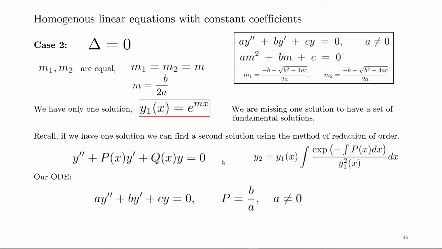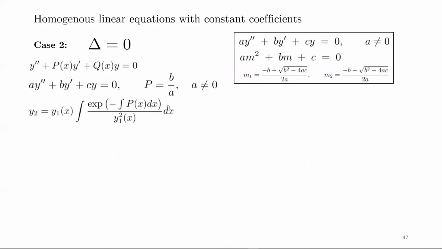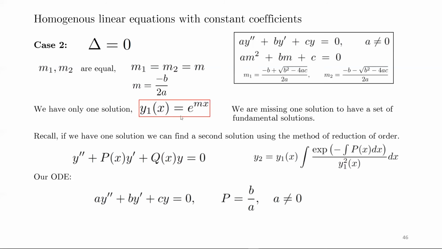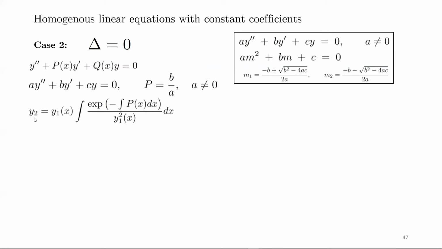Let me tidy up the screen here so I have some more space. Alright, so I have my first solution, which I haven't written on here for some reason. My first solution is e to the mx. I can generate my second solution using this equation. Substituting in for y1, e to the mx, and substituting for p, the constant b over a. So this is a constant, which makes this integral easy.